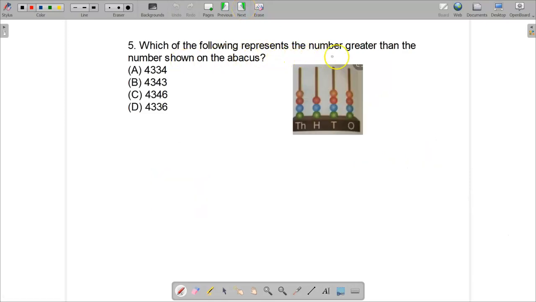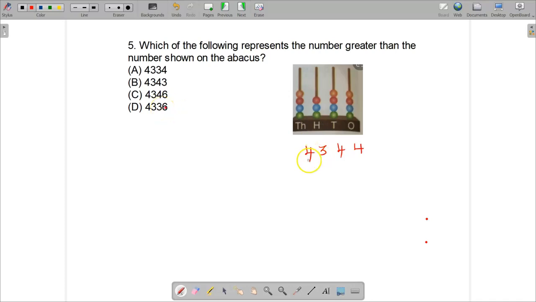Which of the following represents the number greater than the number shown on the abacus? So they are asking which number is greater when compared to the number shown in the abacus. So what is the number here? At ones position, how many value? It is 4. Tens position, how many value? It is 4. Hundreds position, it is 3. Thousand position, it is 4. So what is this number? 4344.